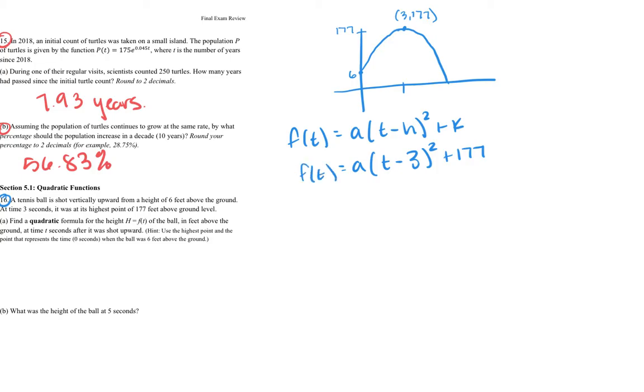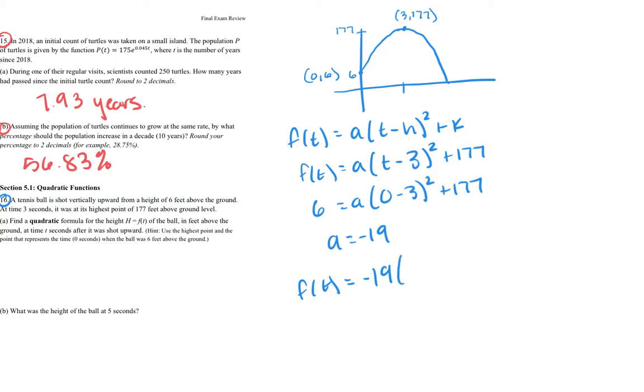We also have one other point here. We know (0, 6) is another point we have on the graph. So if we use that, we can find out what a is. If we plug in 6 for f of t, it's equal to a times (0 minus 3) squared plus 177. If we put that into our calculator and solve, we end up getting a is equal to negative 19. Okay, so then the formula for this graph is going to be negative 19 times (t minus 3) squared plus 177.